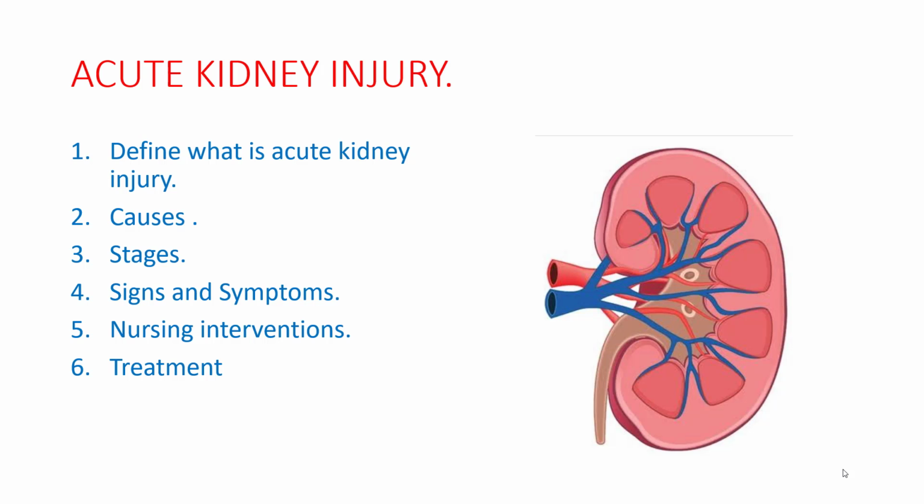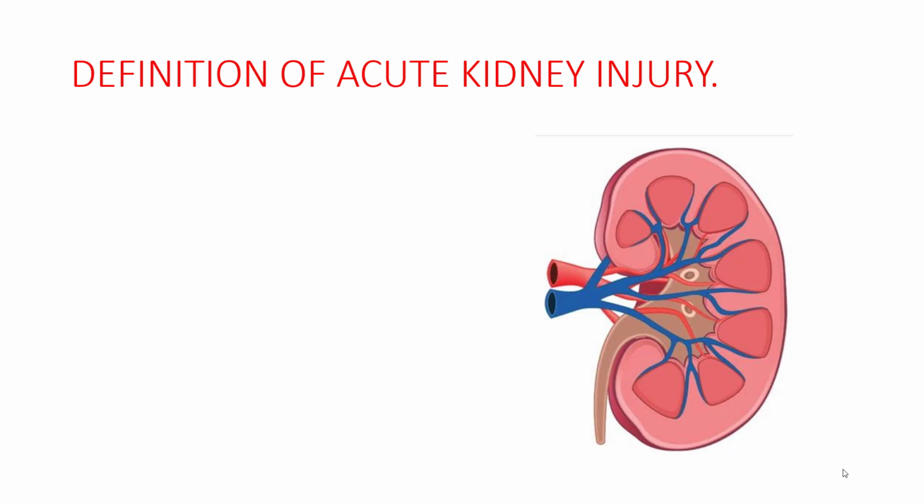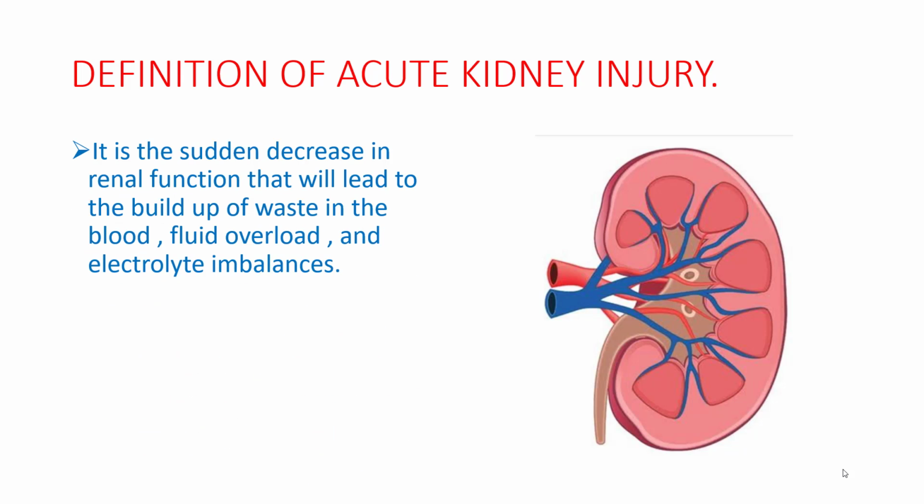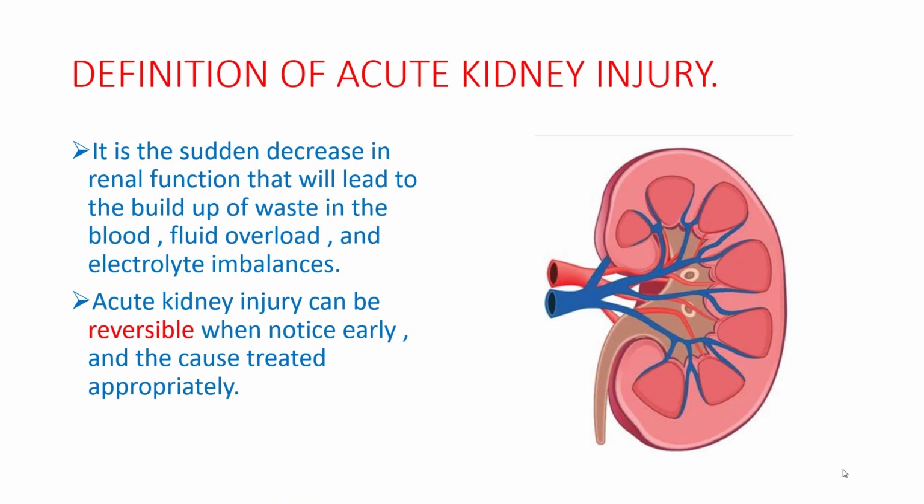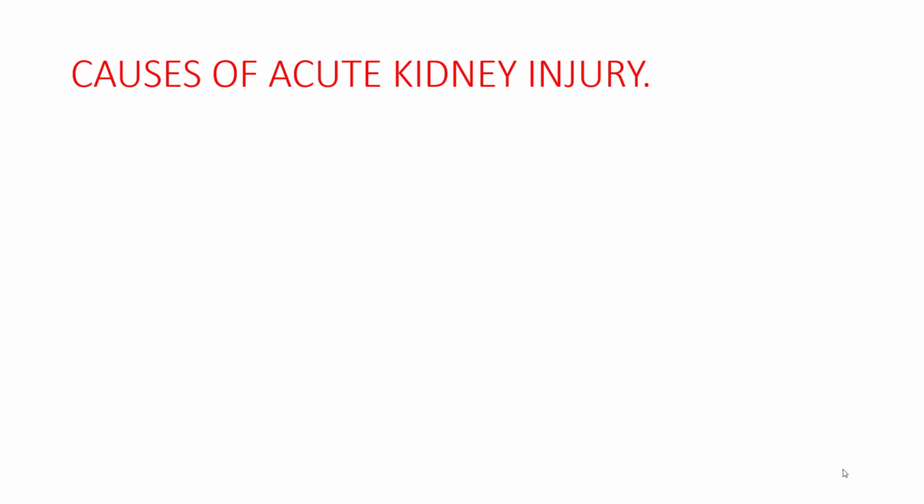So let's start with the first part by defining what is acute kidney injury. Acute kidney injury is the sudden decrease in renal function that will lead to the buildup of waste in the blood, fluid overload, and electrolyte imbalances. It is also important to note in acute kidney injury, it can be reversible when noticed early and the cause treated appropriately. Secondly, let's talk about the causes of acute kidney injury.